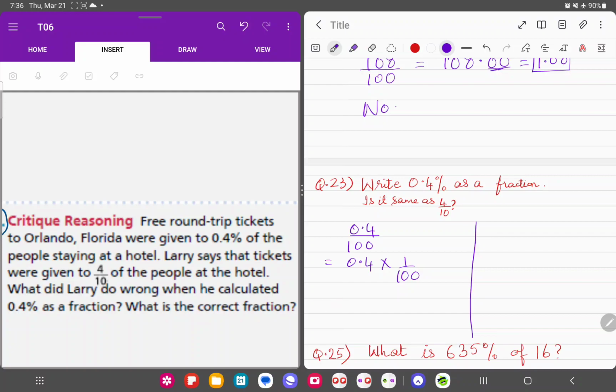Now I already know 0.4, I can write it as 4 over 10, because 4 over 10, if you convert it to decimals, you will get 0.4, and times 1 over 100, I keep it as it is. When you multiply these two fractions, 4 times 1 will give you 4, 10 times 100 is 1000. So 0.4%, actually in fraction, is 4 over 1000, and it's not 4 over 10.